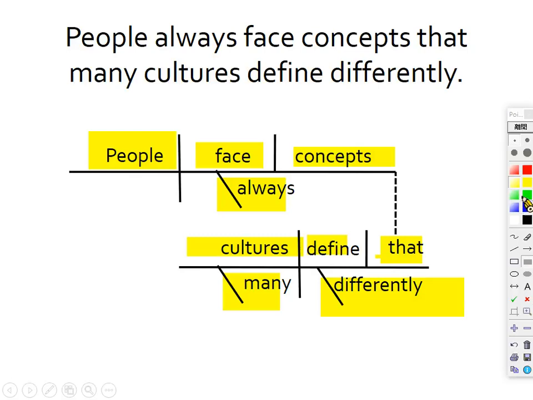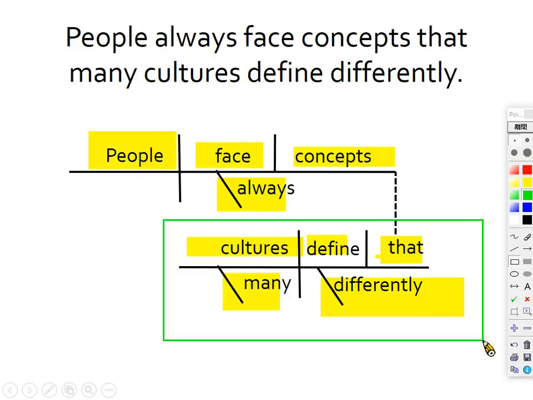So you can see this section is a modifier to modify concepts. Did you see the line here, right? Okay, it's only used to modify concepts. So this is an adjective clause. So that's why we say it is an adjective, right? Because all the green part is an adjective to modify concepts. What kind of concepts? That many cultures define differently. Okay?